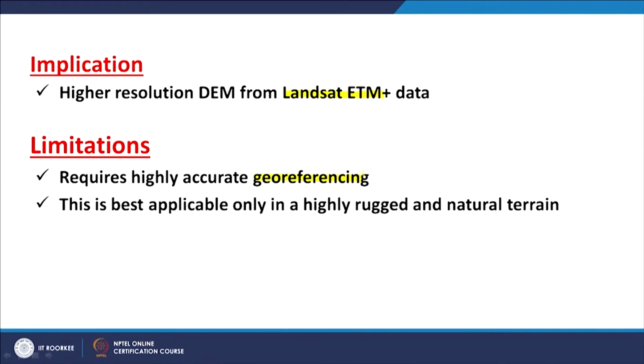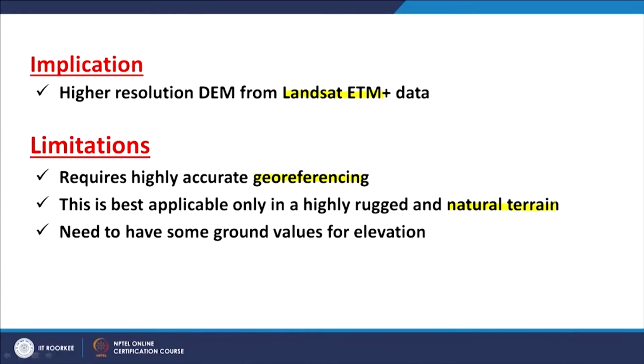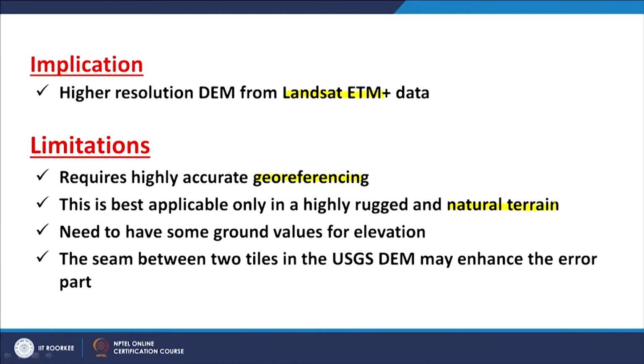And second, it is best applicable only in a highly rugged and natural terrain. So, more emphasis I am giving on natural terrain. Like in the higher Himalayas, it is more or less undisturbed by humans and it's a natural terrain, and therefore you get very good results. But if someone is trying to generate a digital elevation model where a lot of human interventions are there, then probably you may not get good results. And of course, you need to have some ground values or some elevation values for your reference. For that there should not be much problem.